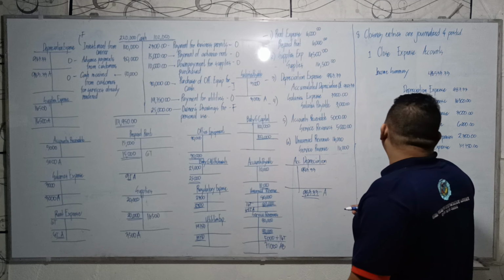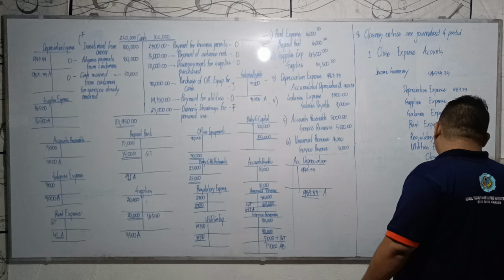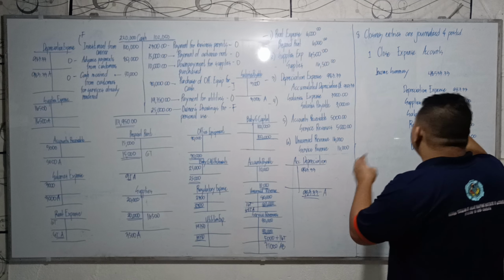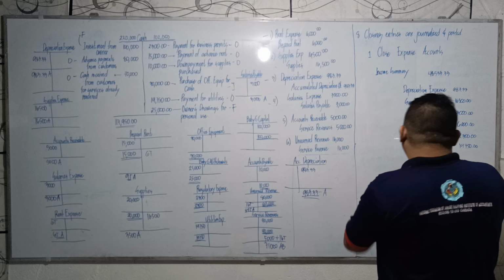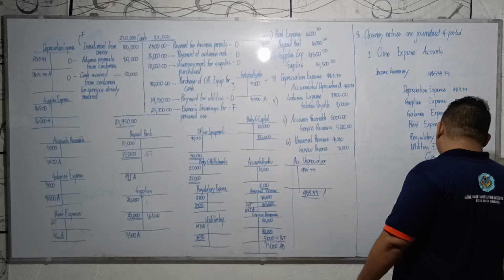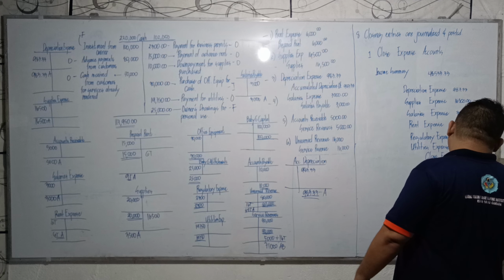Okay? So that's how you close the expense accounts. If we are to explain, this is the debit, this is the credit, we will have a short explanation here: we have to close the expenses for the year.